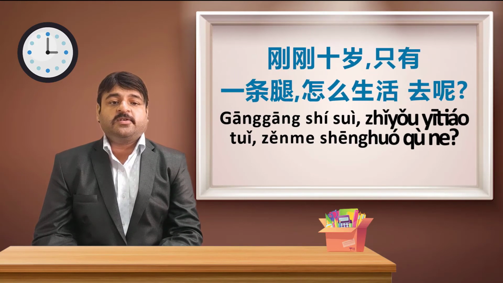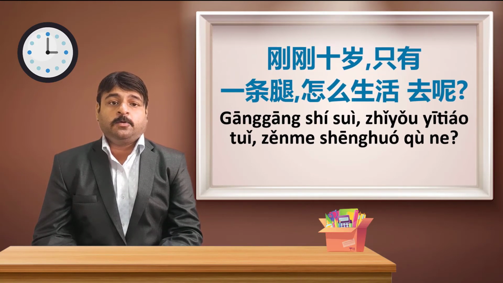刚刚10岁, only 10 years old. 只有, only have, 一条腿, one leg. Only 10 years old and he had only one leg. 怎么生活, how would, 生活 is life, 下去呢, to be over or spent. Only 10 years old and has only one leg. How would life be spent?